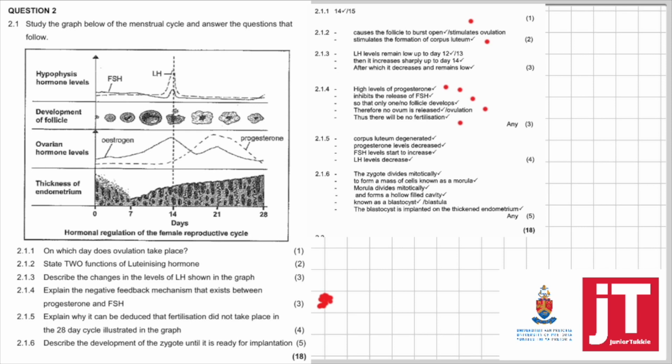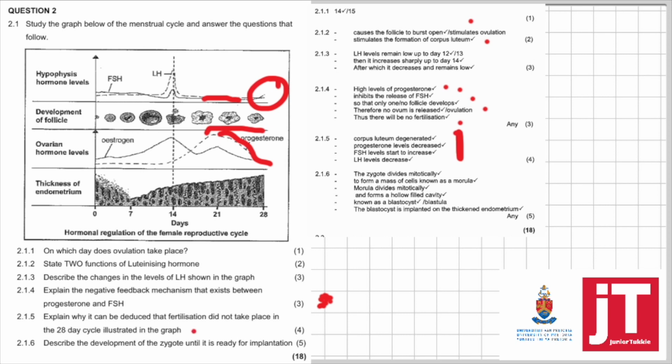Right. 215. Explain why it can be deduced that fertilization did not take place in the 28-day cycle in the graph. Now, if you look at the graph, can you see? The corpus luteum is degenerating. Progesterone levels are decreasing. FSH levels are now increasing, and what's happening to the LH levels? It's also decreasing. This you had to take from the graph. It says in the question.